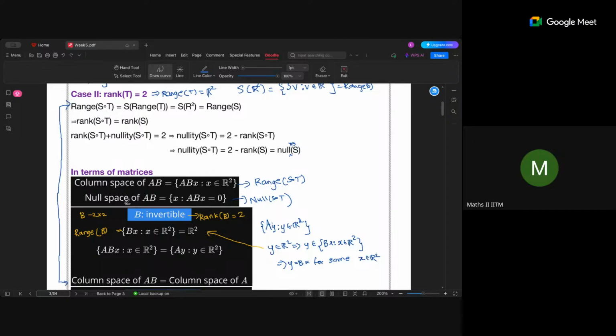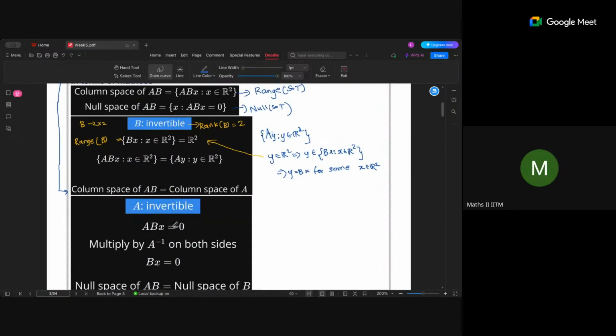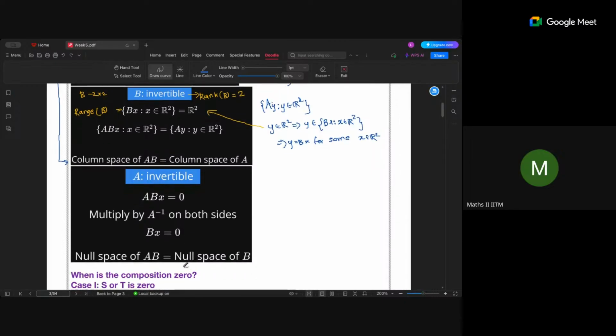Okay. Fine. The next thing is that if A is invertible, then what can you say about the null spaces? If A is invertible, first of all, what are we doing? If ABx is equal to 0, we can multiply A inverse on both sides, then Bx is equal to 0. Okay, null space of AB equal to null space of B. Why is that so?